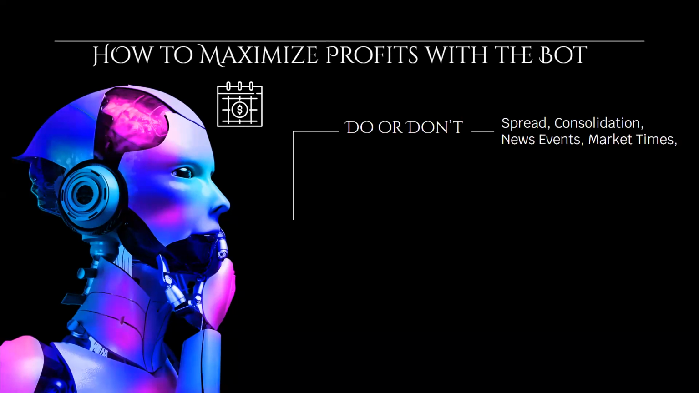So we're going to go over the do or don't. Are you going to get in the trade, or should you not get in the trade the bot calls out? One of the things you always have to look at is the spread. You have to look at if it's in consolidation, and you have to look at the news events and the market times. Those are things that determine whether you should or shouldn't get into a trade. If those four things aren't affecting it, then it's going to be a beautiful trade. You could still get in the trade and just set it and forget it if you want to, but I always look at those things right here.